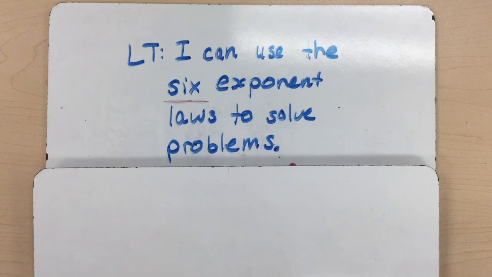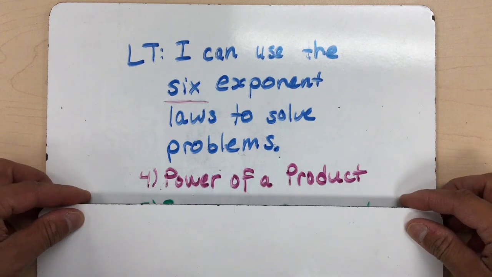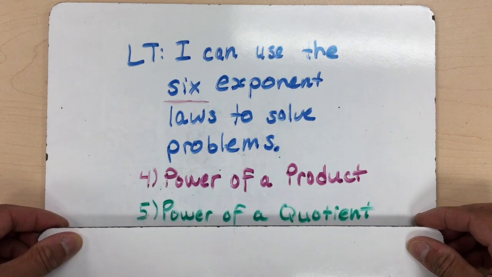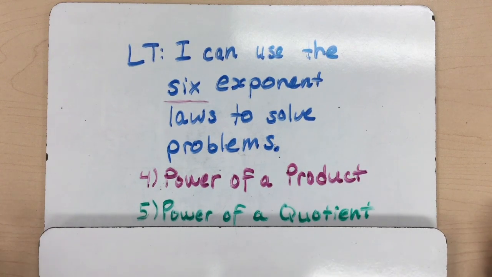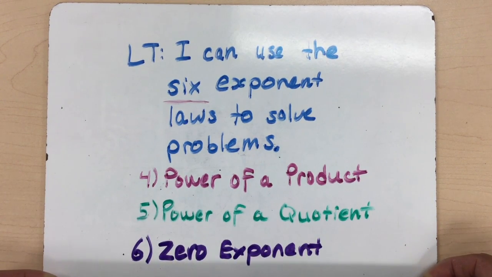The first one we're going to look at today is actually the 4th one we've looked at so far, and that's the power of a product. And so just to recall what we did last lesson, we looked at the product of powers, then we looked at the quotient of powers, and the power of a power law. Now we're looking at the power of a product. So that's the 4th one we're going to examine. The 5th one is the power of a quotient. And the last exponent law we're going to be looking at this year is the 0 exponent law.